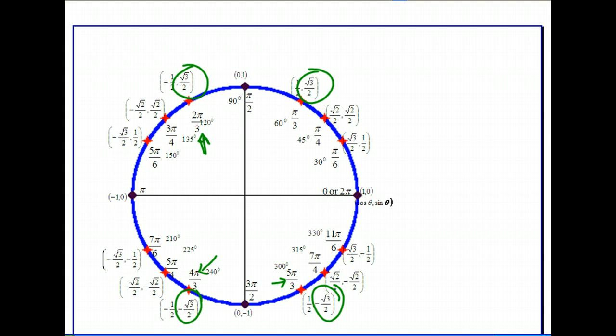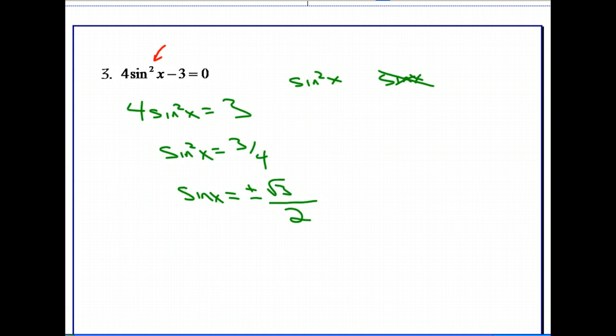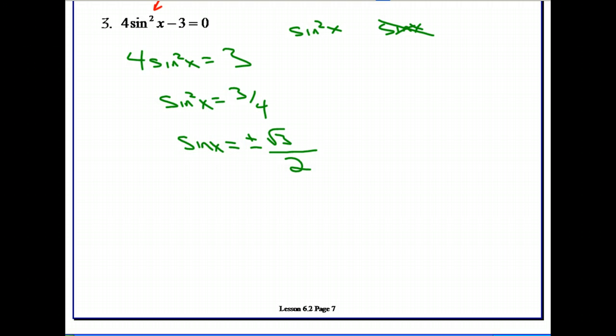So we got that one there and that one there. And that's it. I take those answers back. Those are my solutions. And that's it. I am done. So sine x equals plus or minus square root of 3 over 2. So x could equal pi thirds, or it could be 2 pi thirds. Those are when the sign was positive. Where is it negative? 4 pi thirds and 5 pi thirds.